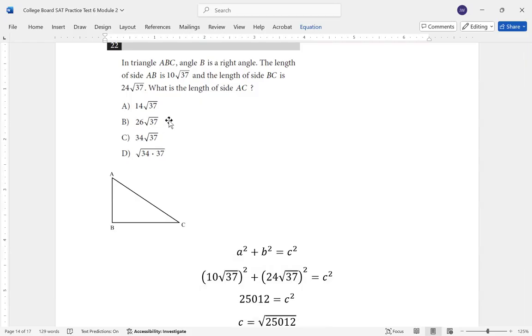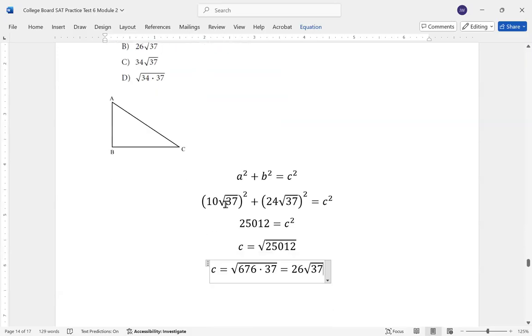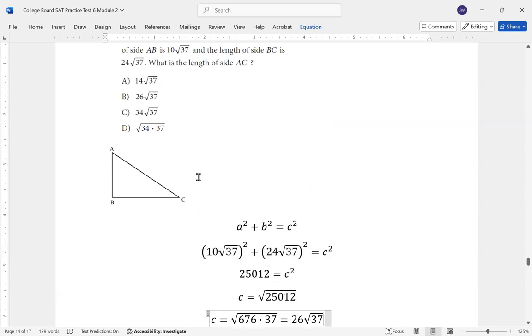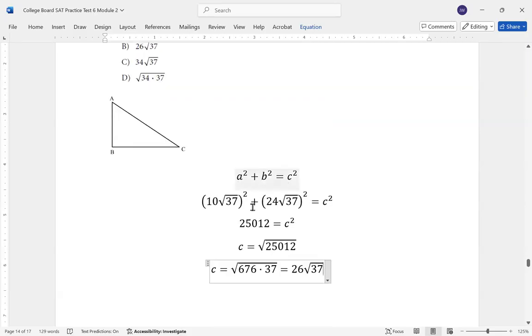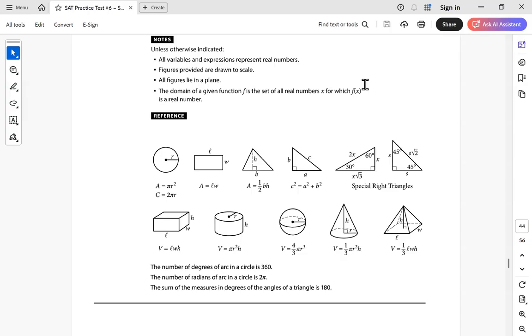You'll notice that each of these had a square root of 37 in them. There is a way where you can sort of get rid of that right at the beginning and figure it out via proportions as well. But you still have to use the Pythagorean theorem. And just FYI, that Pythagorean theorem is in the reference at the beginning of Module 2, all the reference formulas.